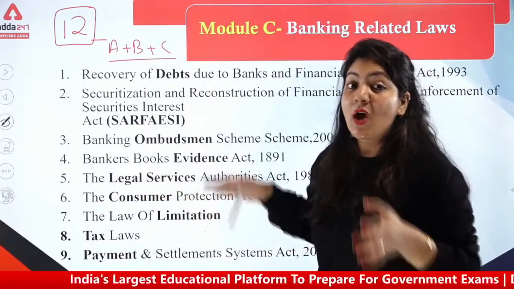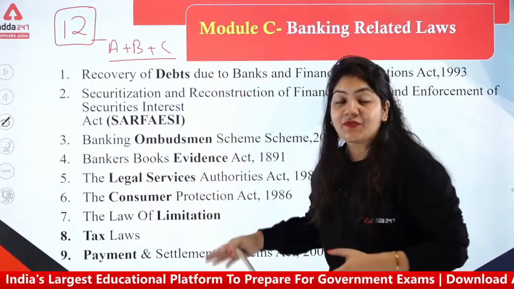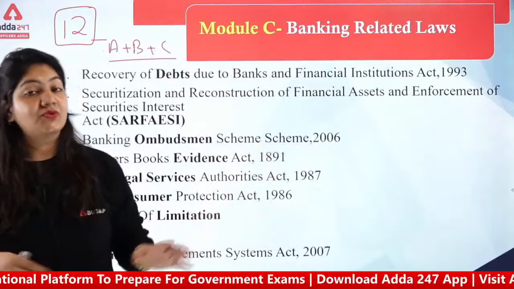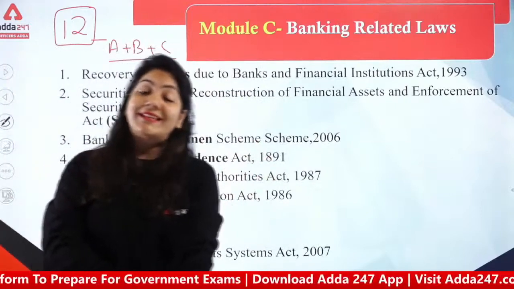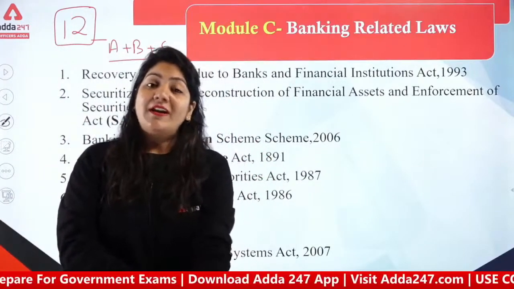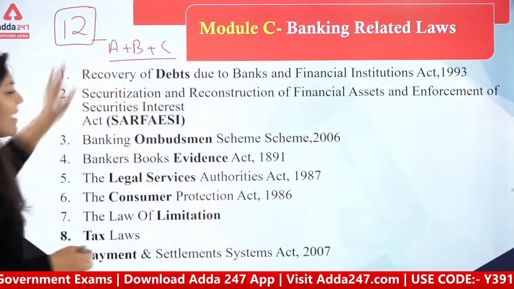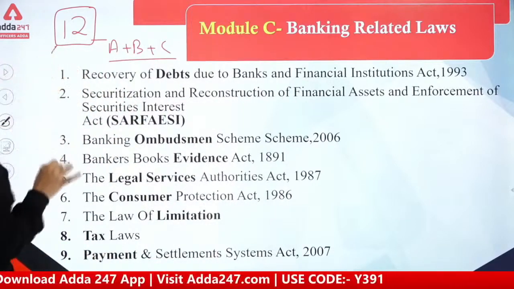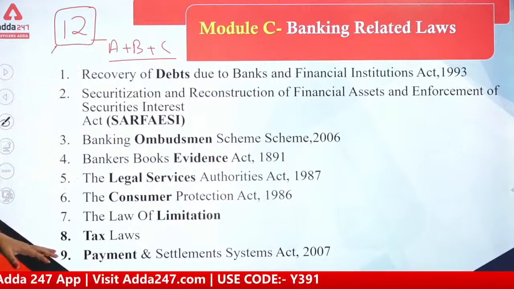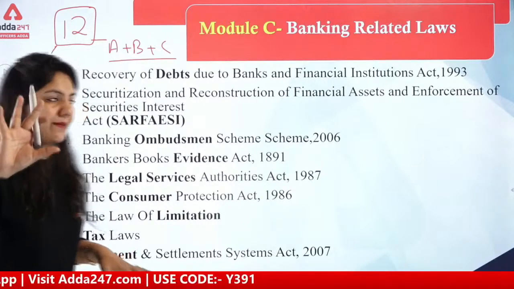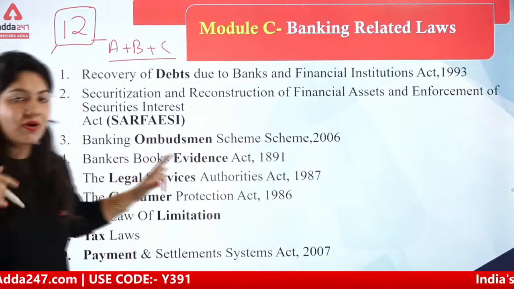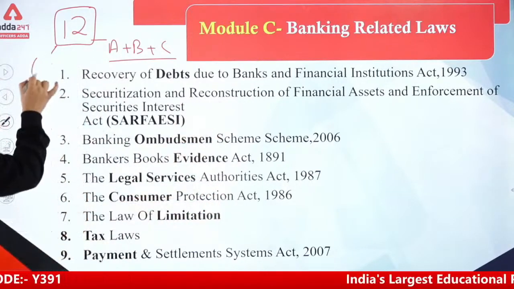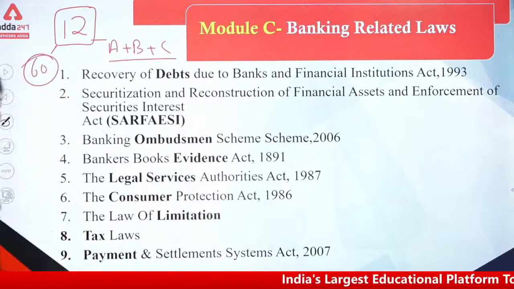Now just see what are the 9 acts mentioned here. But you do not have to mug up all the sections of these acts. Suppose there are 12 acts. For each act, if you just remember at least 5 sections, then for 12 acts you have to learn at least 60 sections.